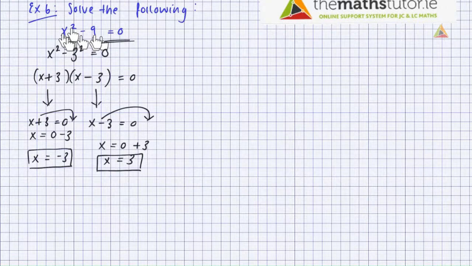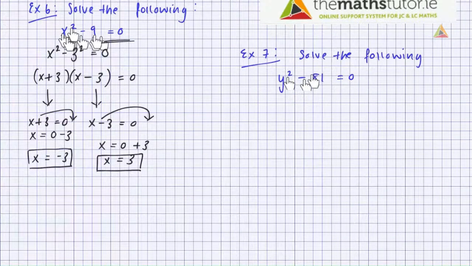We're going to do another example like that now, so example 7. And again, solve the following. And this time it's going to be y squared minus 81 equals 0. So let's look at this again. y squared, take away. Can we rewrite 81 as something squared? Yes, we can. We can rewrite it as 9 squared. So I'm going to rewrite it as y squared, take away 9 squared equals 0.